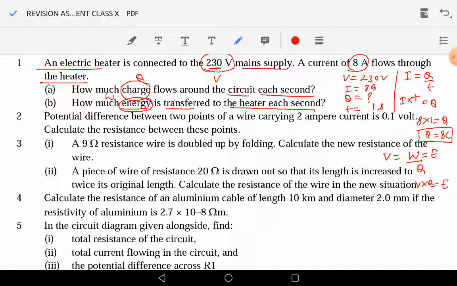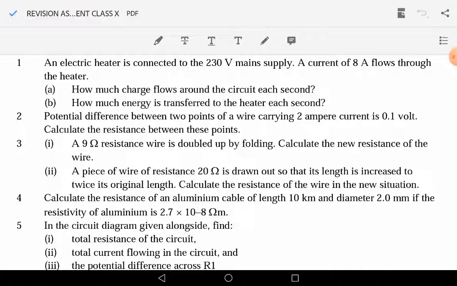Okay, so now when we rearrange the formula, we will get E is equal to V into Q. The value of V is 230 volt, and Q we have just found out, that is 8. When we multiply it, we will get 1480 joule. That is the energy that will be transferred to the heater each second. Okay, so this is our question number 1. I guess it is clear.